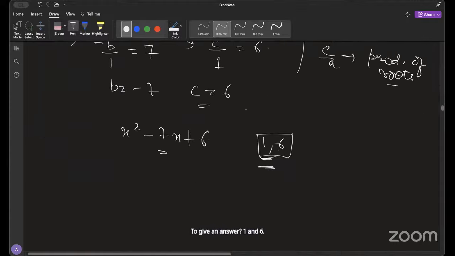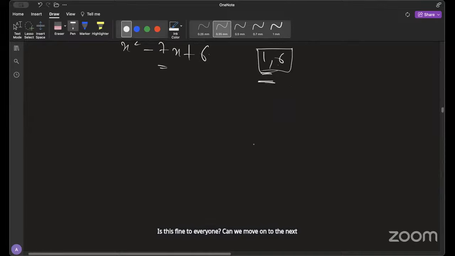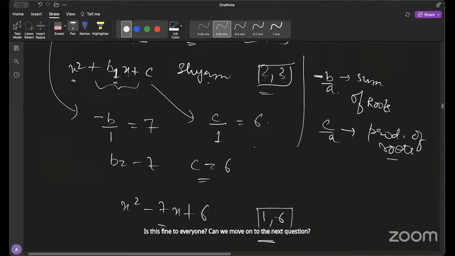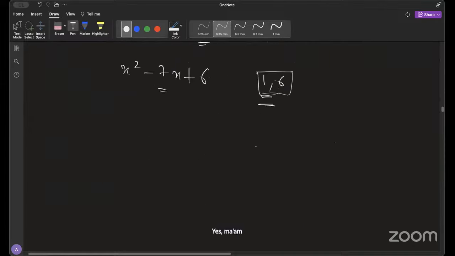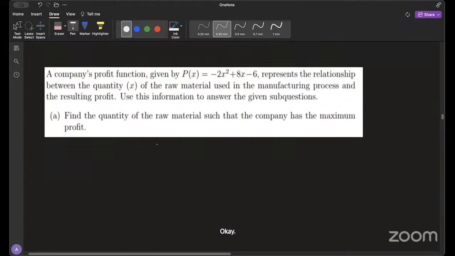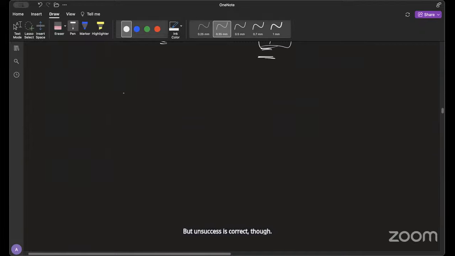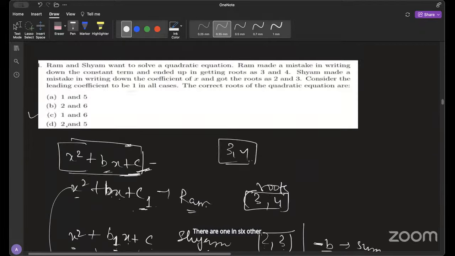Is this fine to everyone? Can we move on to the next question? Yes, ma'am. Okay. This 1 and 6 is correct. 1 and 6 are the roots of the correct equation.